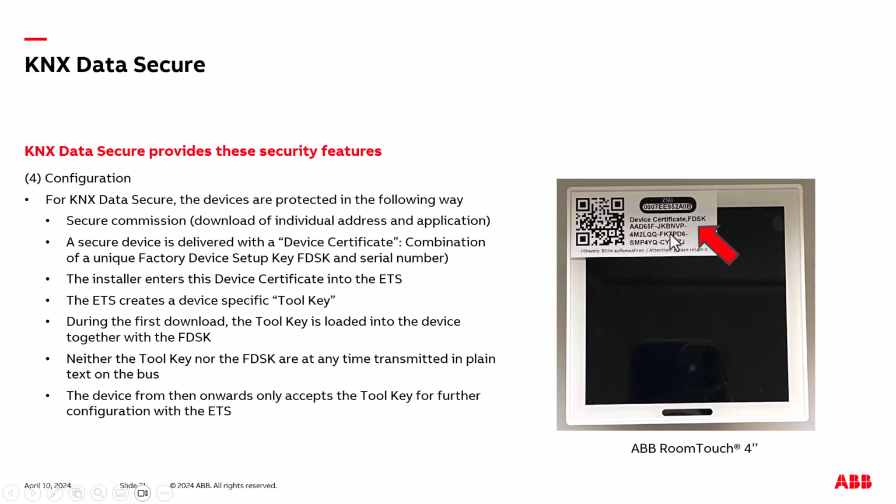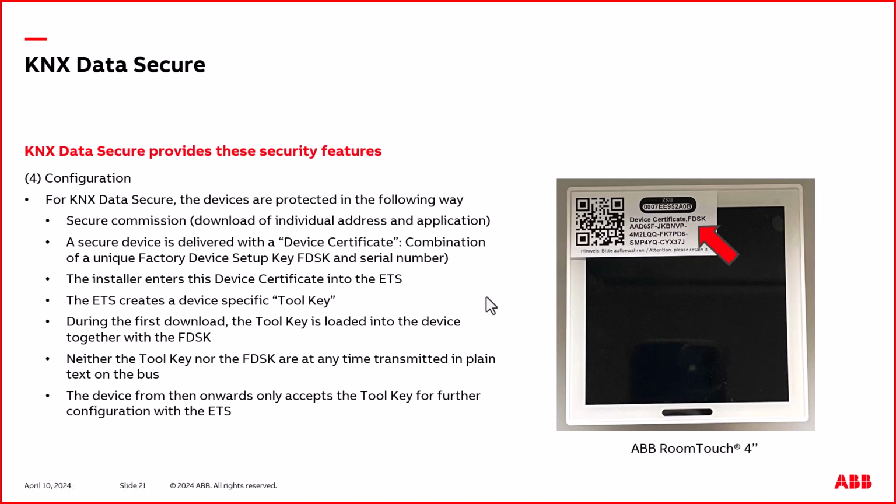So the first step is that the installer, the system integrator, has to enter this device certificate into the ETS via the keyboard or via the webcam. And afterwards, the ETS creates the device-specific tool key. It means the ETS creates a different tool key per device. Like for this Room Touch, ETS creates a tool key. For the next actuator, another tool key. So all these keys are stored in the ETS.